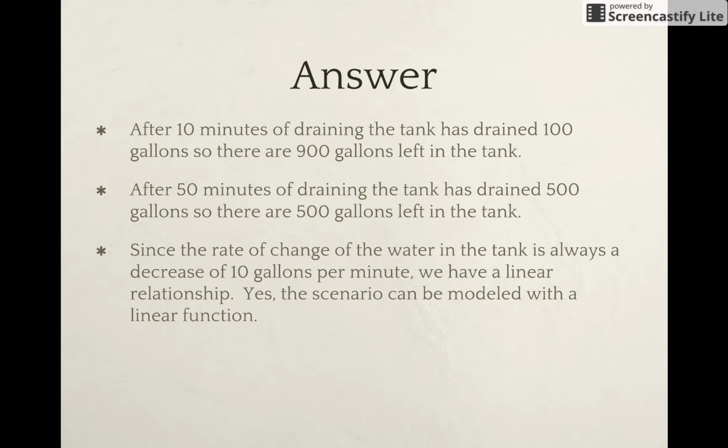Since the rate of change of the water in the tank is always a decrease of 10 gallons per minute, we have a linear relationship. So yes, the scenario here can be modeled with a linear function because it represents the aspect of slope using this decrease of 10 gallons per minute.